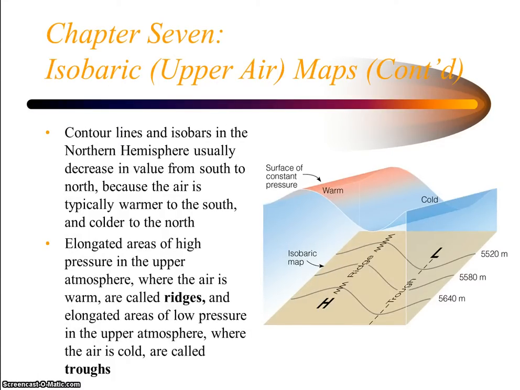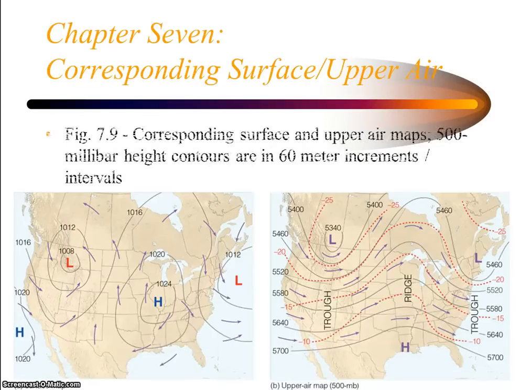The contour lines and the isobars in the northern hemisphere usually decrease in value from south to north because the air is typically warmer to the south and colder to the north. So typically you have high pressure aloft to the south and low pressure aloft to the north. That's especially true in winter. The elongated areas of high pressure in the upper atmosphere where the air is warm are called ridges, and the elongated areas of low pressure in the upper atmosphere where the air aloft is cold are called troughs. So in the upper atmosphere we deal with the undulating speed bump type pattern of ridges and troughs, ridges and troughs, ridges and troughs around the entire face of the Earth.